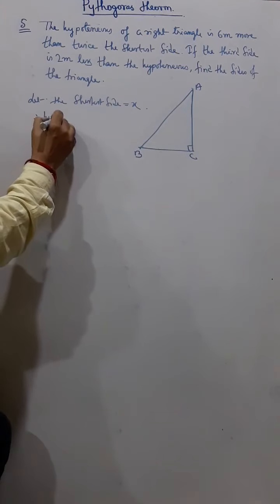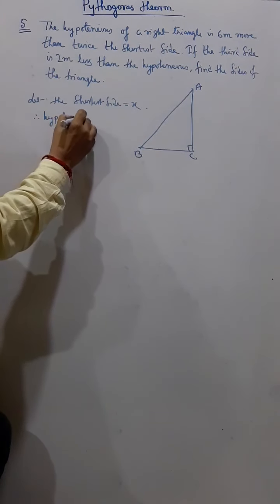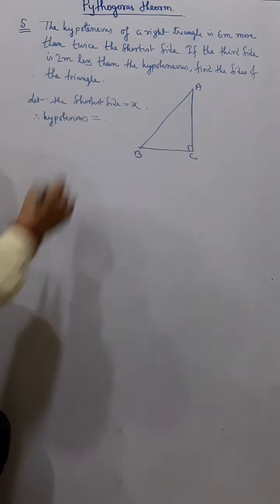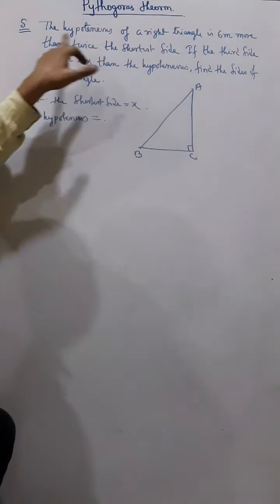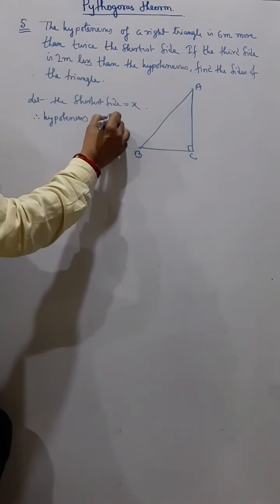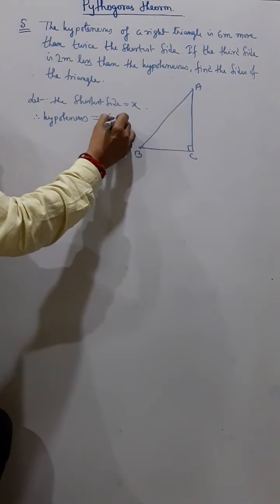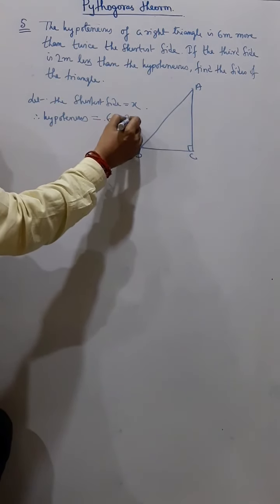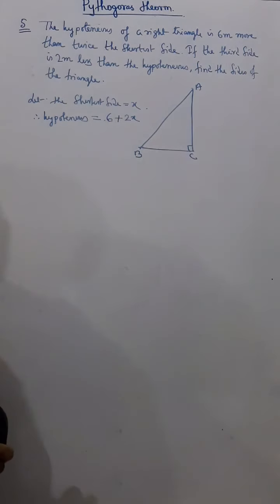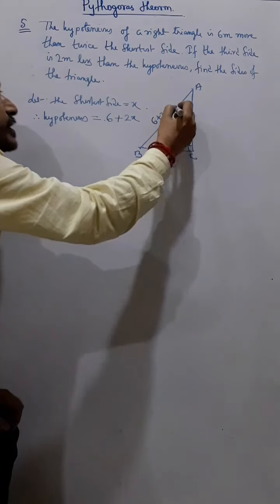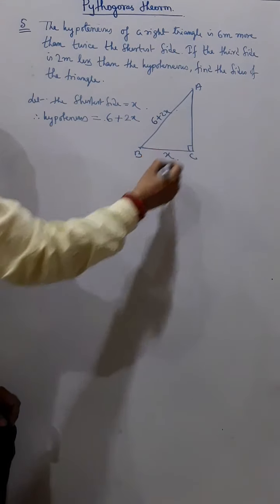And therefore from here what can we say? We can say hypotenuse will be what? It is 6 meter more than twice the shortest side. So that means hypotenuse is equal to 6 meter more means plus. So 6 meter more than twice the shortest side means 2x. Understand? So it becomes 6 plus 2x. So that means this is 6 plus 2x and the shortest side is x.